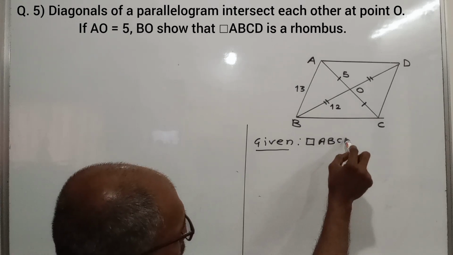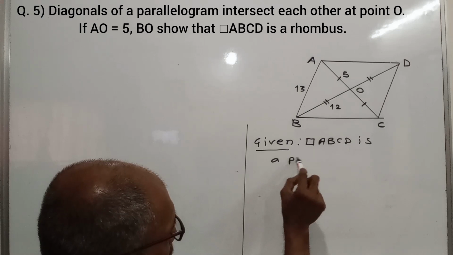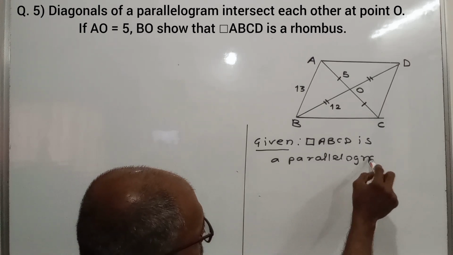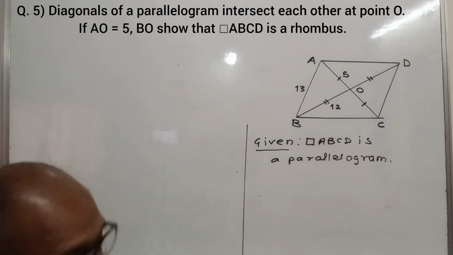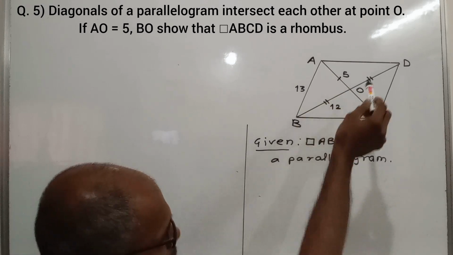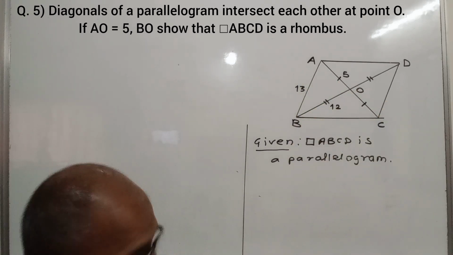Quadrilateral ABCD is a parallelogram. Okay, AB given, AO given, BO given. Now I have written here, so don't write here.